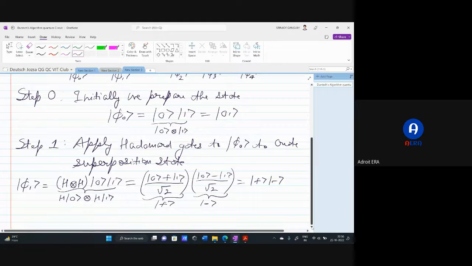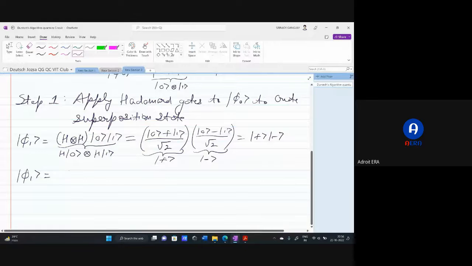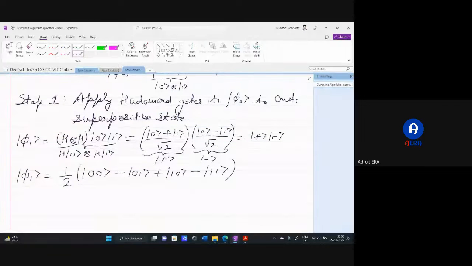So therefore, once we take the multiplication, we are going to receive phi 1 is equal to 1 by root 2, 1 by root 2 will get multiplied. So let us take the constant factor out. The factor will come out as 1 by 2, and then we will have ket 0 0 minus ket 0 1 plus ket 1 0 minus ket 1 1. So that is the superposition state of two qubits, where the first qubit is ket 0 and the second qubit is ket 1.